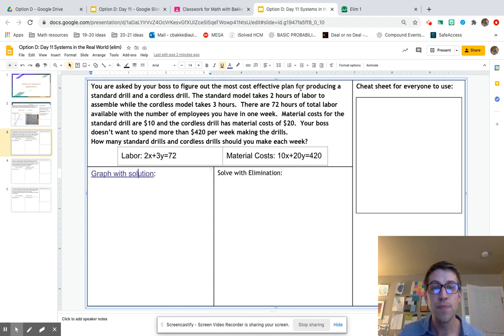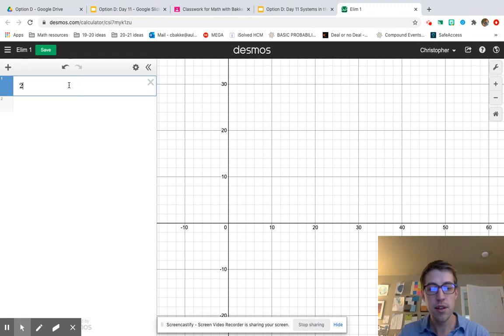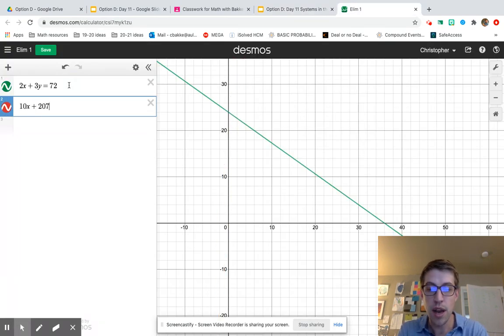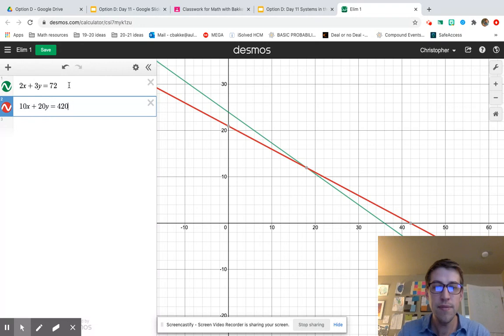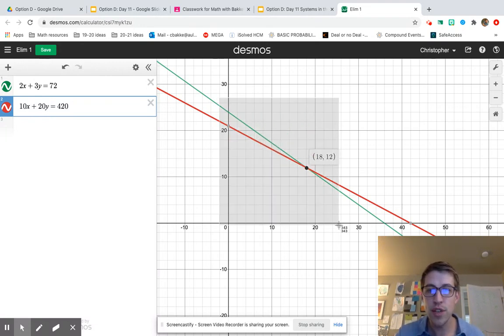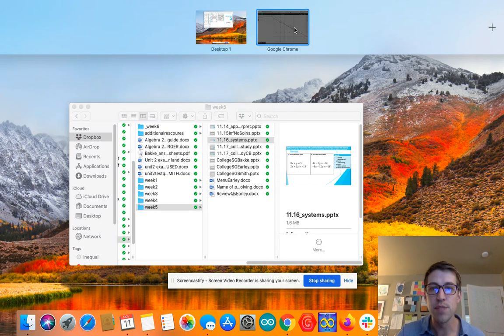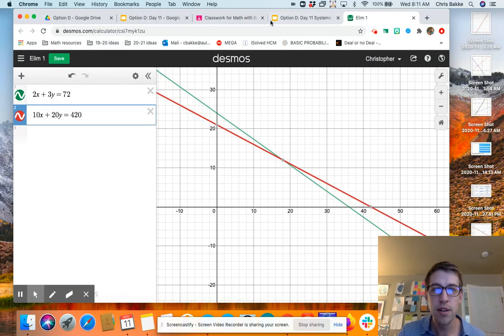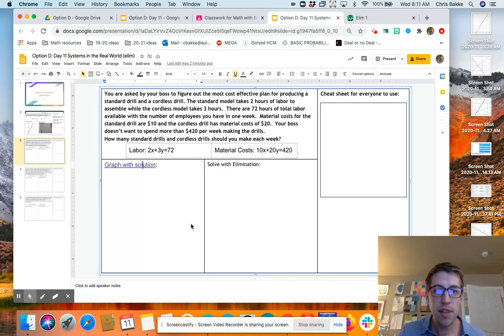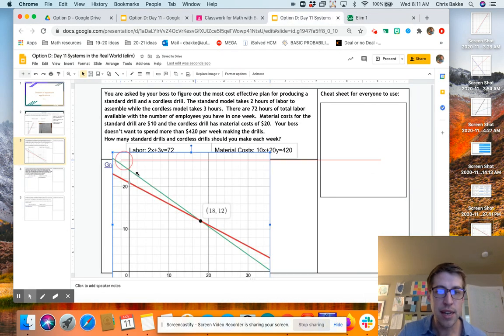So we're going to type in our two equations to get the solution. We already have the answer right next to it when we solve with elimination. So 2x plus 3y equals 72. And 10x plus 20y equals 420. And voila, we have our intersection. So now you guys can take a nice screenshot to put in there. Your process looks a little bit different than mine, being on a Chromebook. But then voila, you guys should have the nice looking graph.